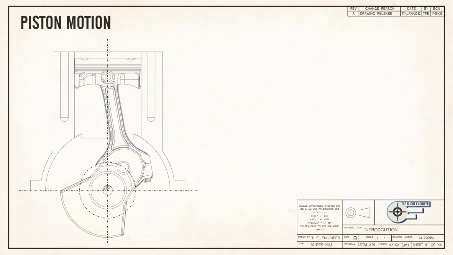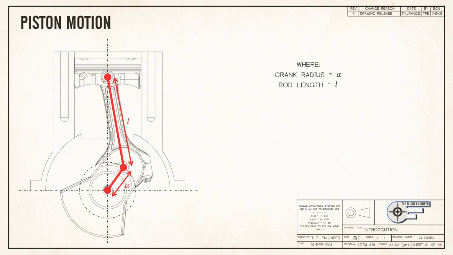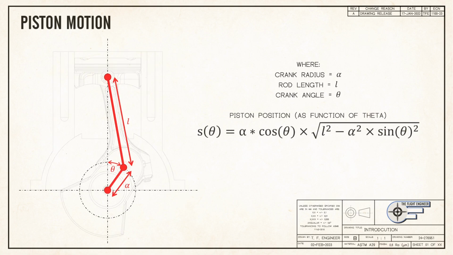With the main components covered, we can now look at piston motion. We'll use the crank radius A, the rod length L, and a new quantity theta that describes the angle the crank makes with the vertical y-axis. With that, we can derive the following equation with a bit of trigonometry that we won't go into. This piston position S gives us the height of the piston's wrist pin above the center axis of the crankshaft for any given crank angle theta.